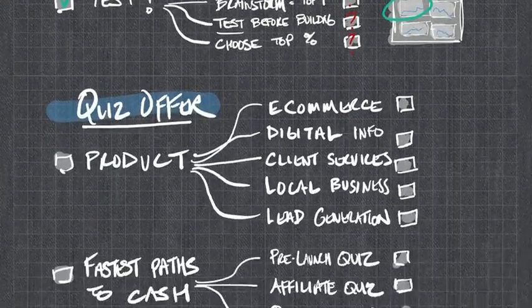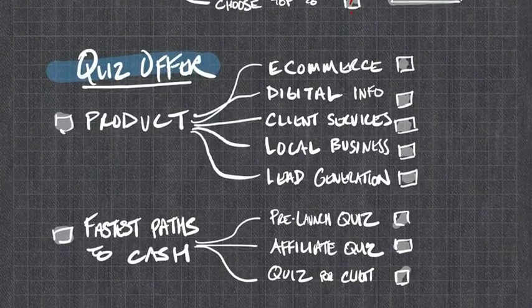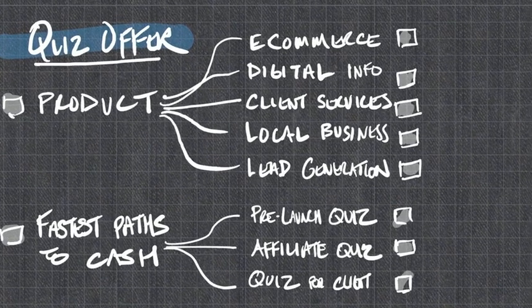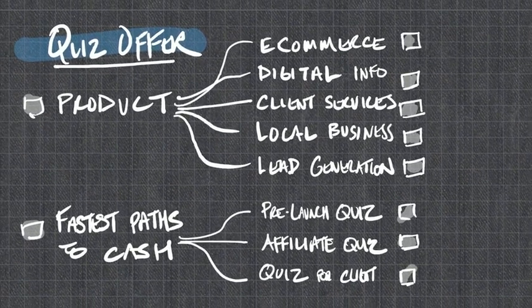Next up, we get clear on our offer. And we identify very clearly what it is that we're going to sell. If we have an existing product right now, if this is our situation, then we're going to decide, are we selling an e-commerce product, digital information products, a client service, a local business? Are we using lead generation, or are we doing some combination of these?